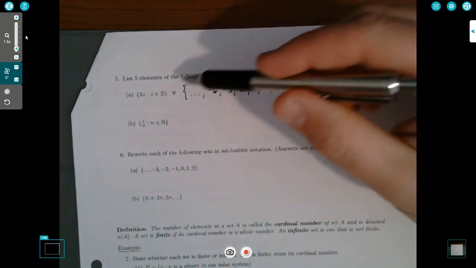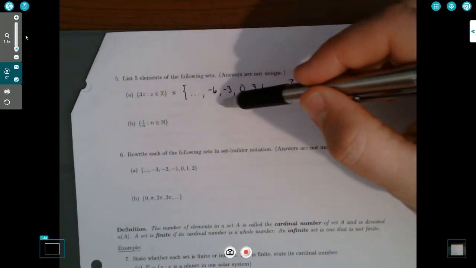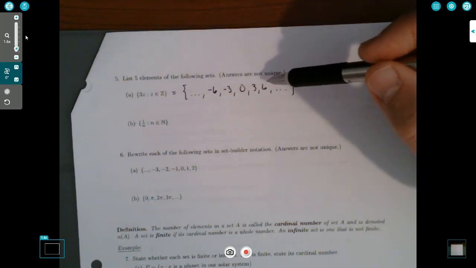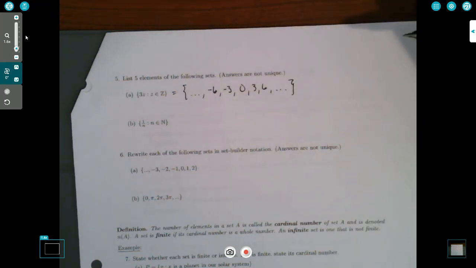Okay, so notice that something like 2 is not an element of this set. Neither is 7, right? And of course fractions wouldn't be either, like 2/3 is not in that set.